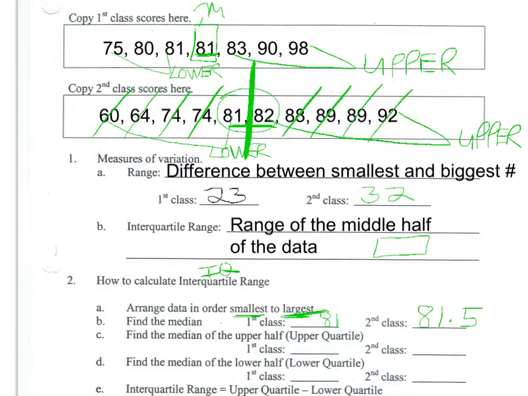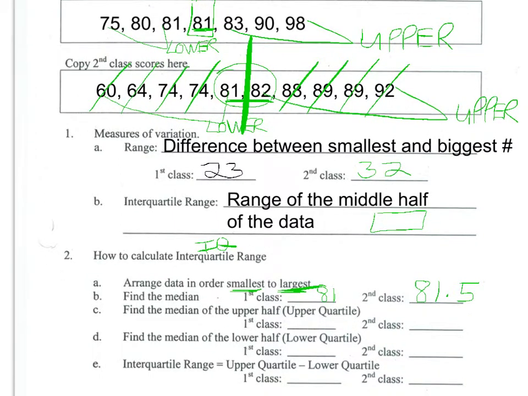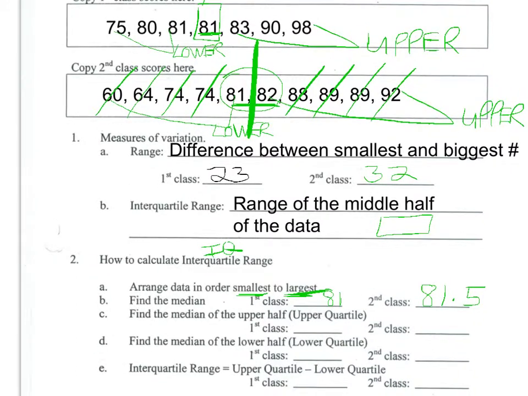All right, now what's new is we're going to calculate what's called the upper quartile. A lot of times we abbreviate this with UQ. And all this is, it's just the median of the upper half.